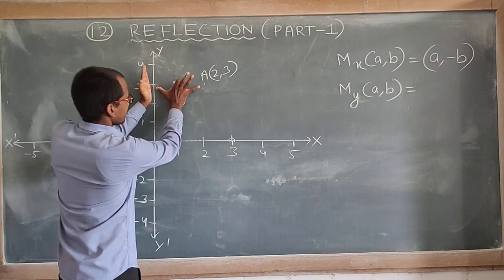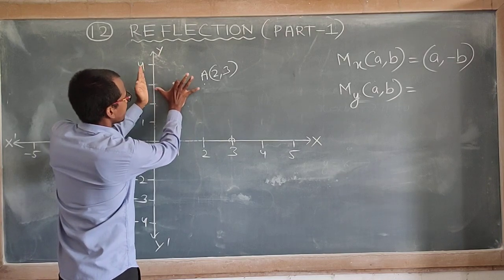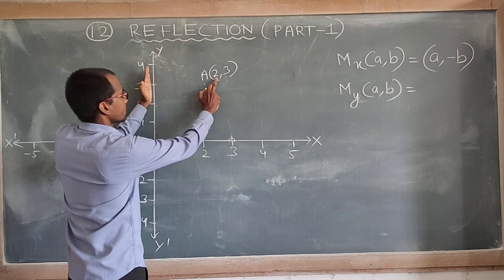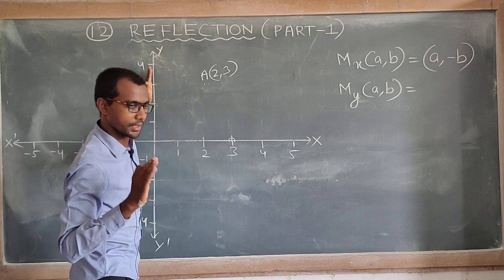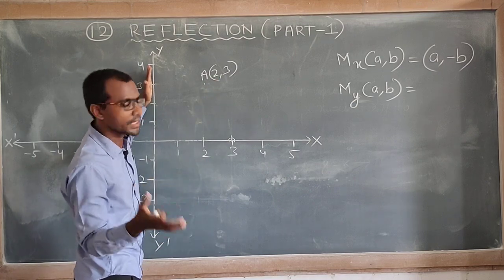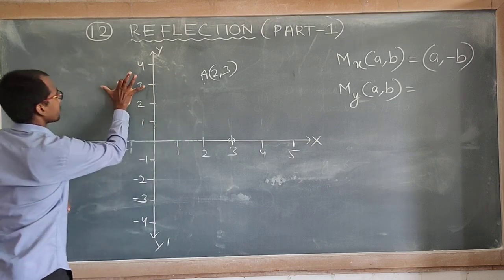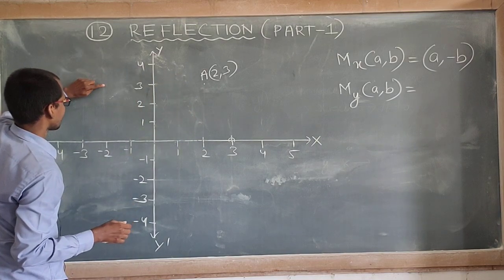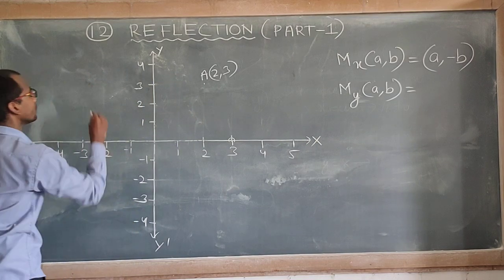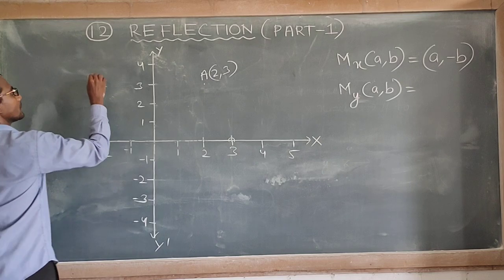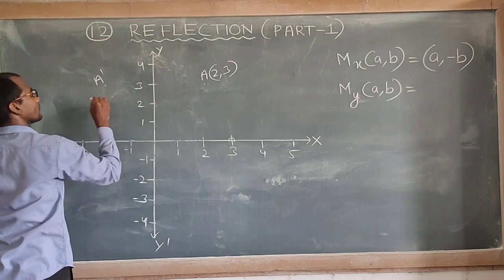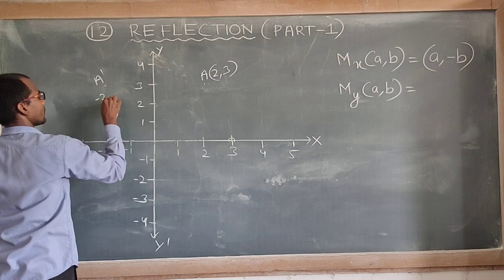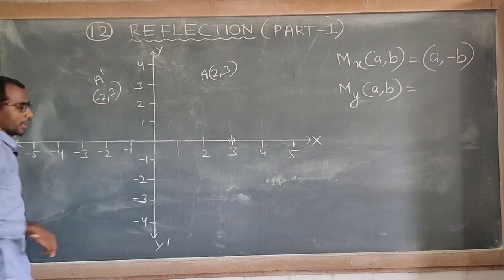This distance is 2. You can see this distance is 2 because the x coordinate is 2. The x coordinate means the distance of a point from the y-axis. This is 2, so this will be 2. So the image will be formed here. This is A dash, whose coordinates are -2, 3.